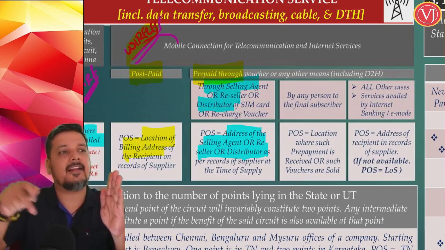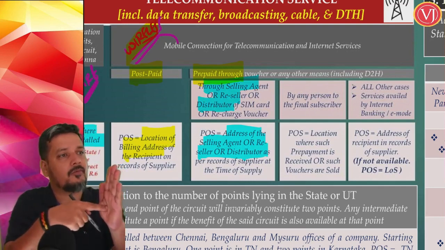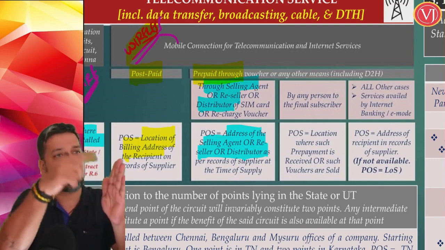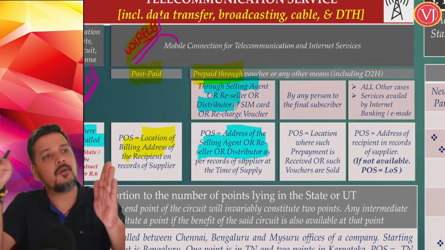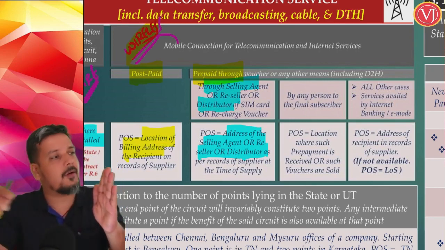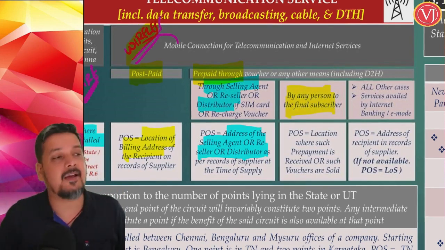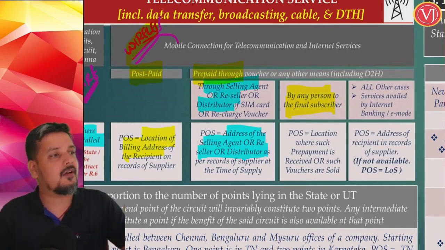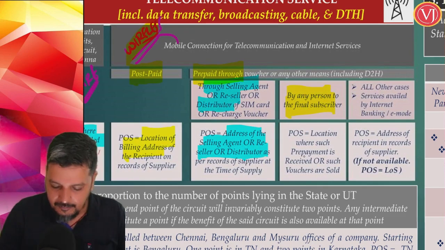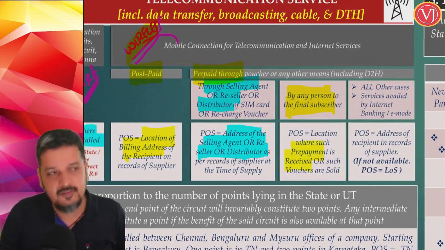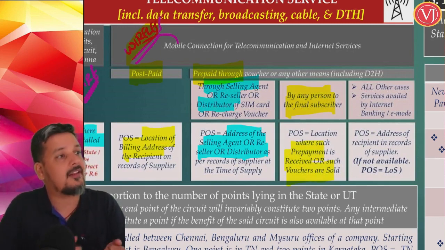Now, you might get telecommunication services either via a distributor or directly via Jio. So the first case is Jio to distributor: address of the distributor. The second case is distributor to consumer, or Jio directly to consumer. Here you are talking about supply by any person. For distributor to consumer, the place of supply is where that prepayment is received or vouchers are sold, where the payment is received by the distributor or Jio.